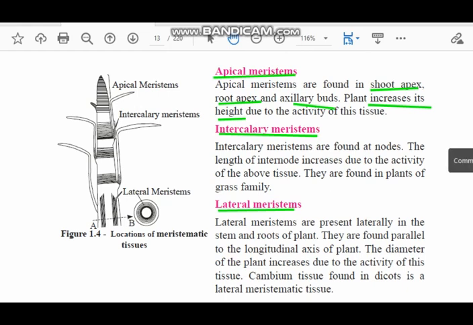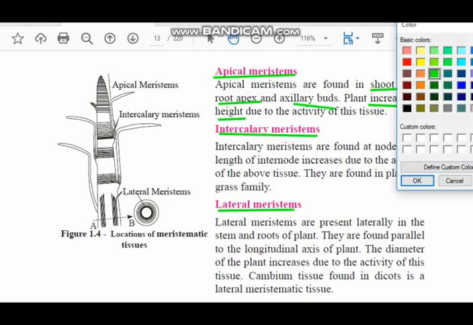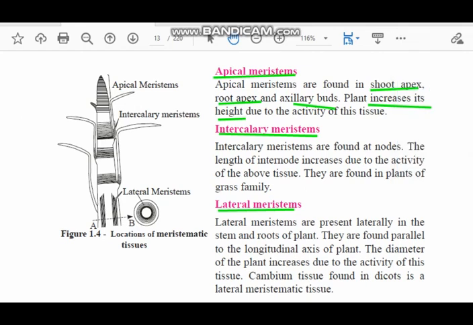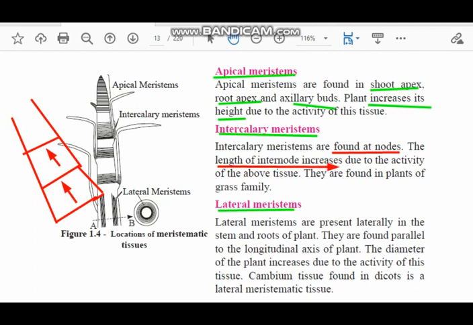The next one is the intercalary meristem. It is found at the nodes. Now if you take a bamboo tree, you have seen that in a bamboo tree there are nodes like this. Its stem is like divided. So the height of the plant is increased by the action of apical meristem, but the length of the internode increases due to the action of this intercalary meristem.